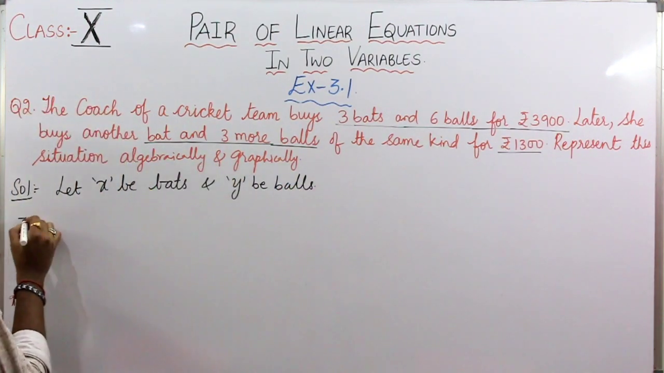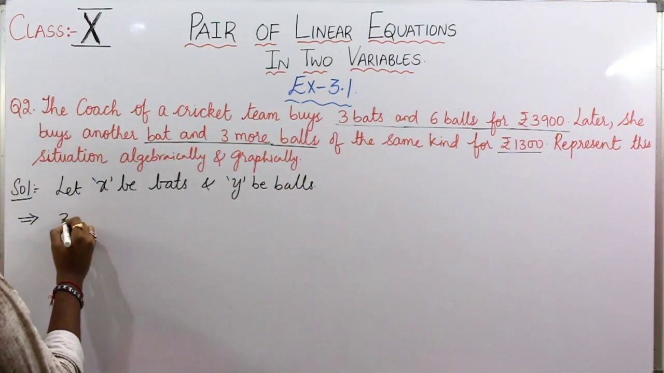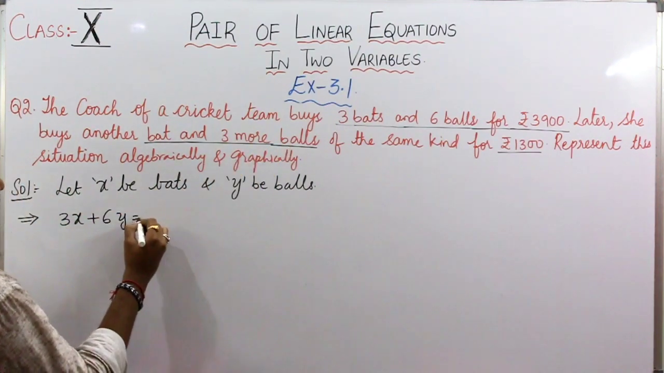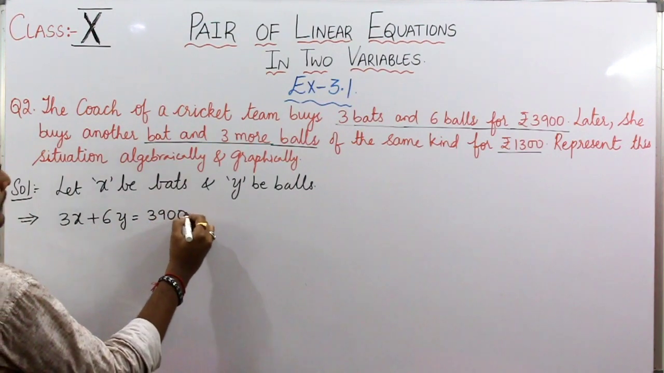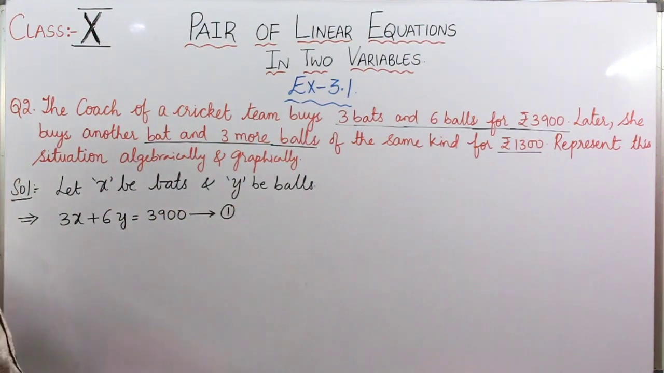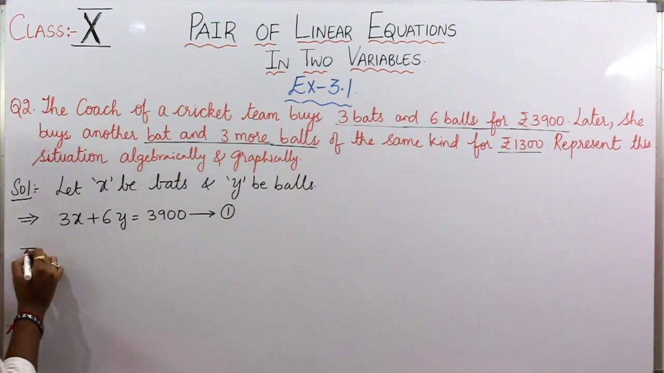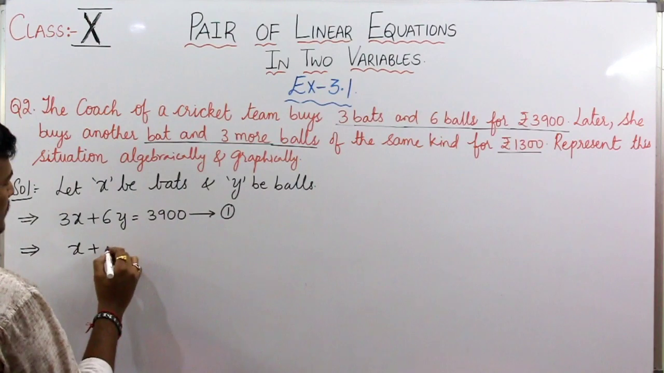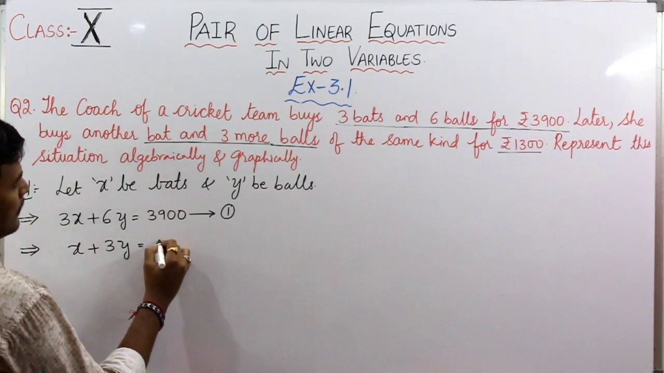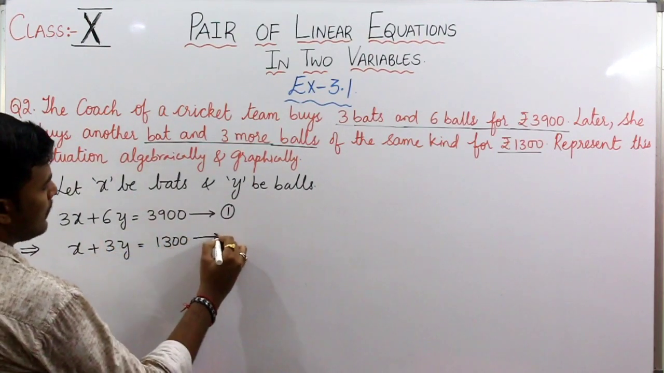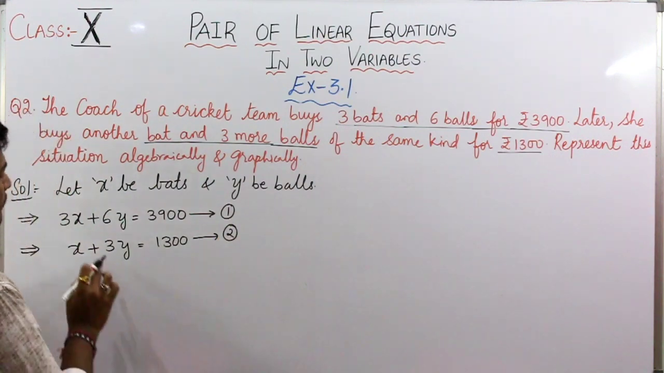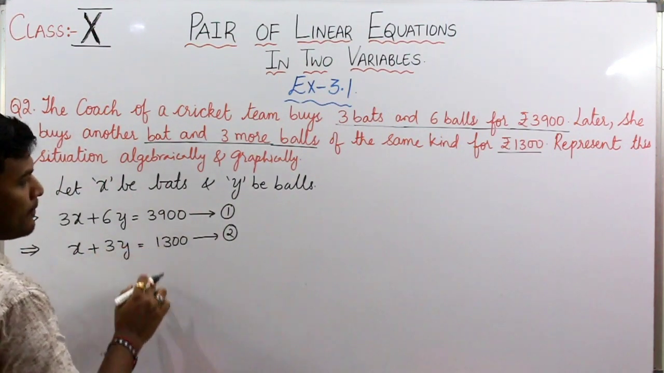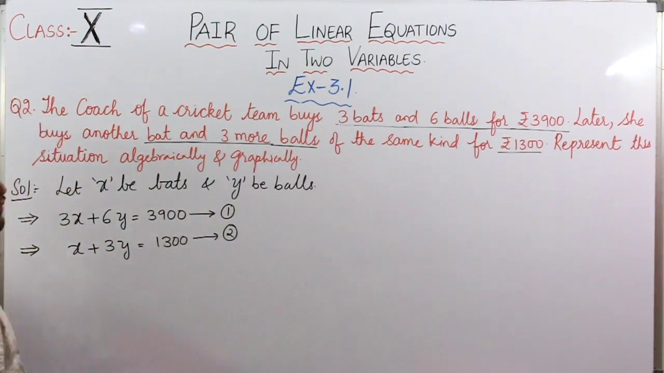Okay, so from that what you can frame, we have in the first situation 3 bats, so 3x plus 6 balls, 6y is equal to what is the amount? 3,900. So this is the first equation. Okay, in the second case we have 1 bat, that is x, plus 3 balls, so 3y is equal to 1,300. So now we got two linear equations in two variables. Now let us solve them and find the solution for this.